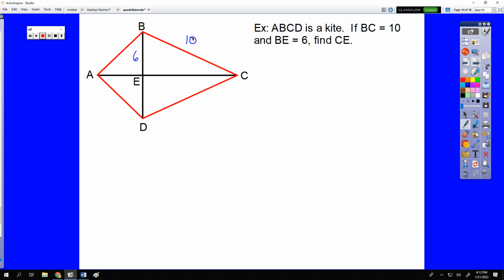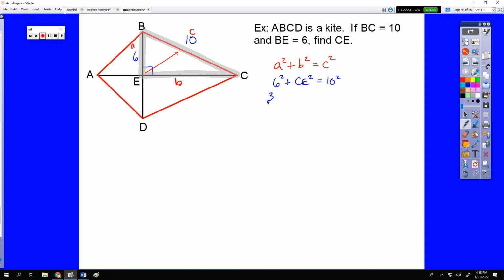Well, this requires us to recognize the property that says BD and AC are the diagonals of a kite. They must be perpendicular to each other. And what that allows us to do is focus in on this shape here, BEC, which is a right triangle. And in any right triangle, the length of the hypotenuse squared is equal to the sum of the squares of the legs. The Pythagorean Theorem applies. So in this case, that would be 6 squared plus CE squared equals 10 squared.